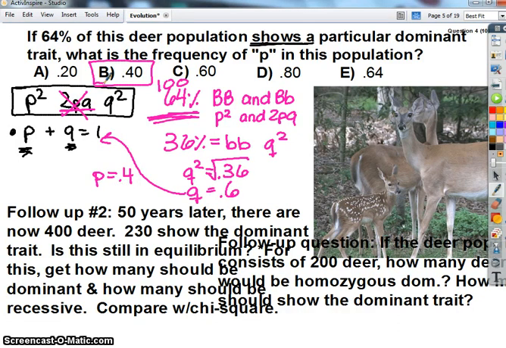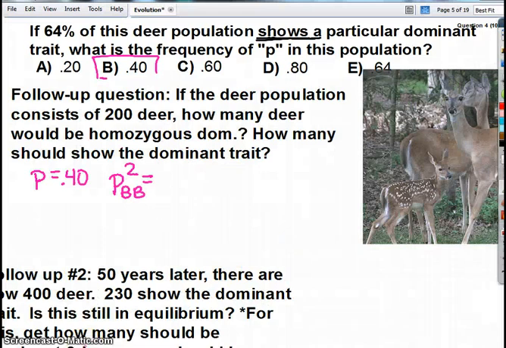Notice how easy it is to figure this out once you know what piece of information you're being given and what piece of information they're asking for. Then it's just simple math. All right, let's take a look at the follow-up question here.